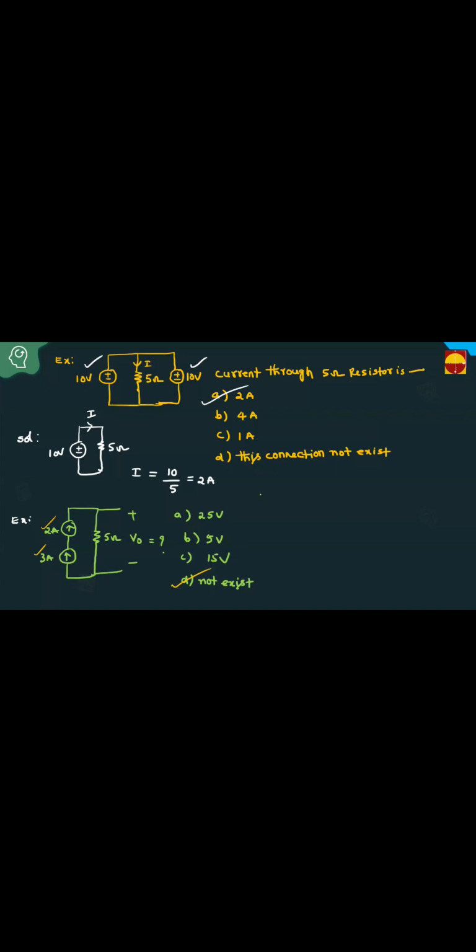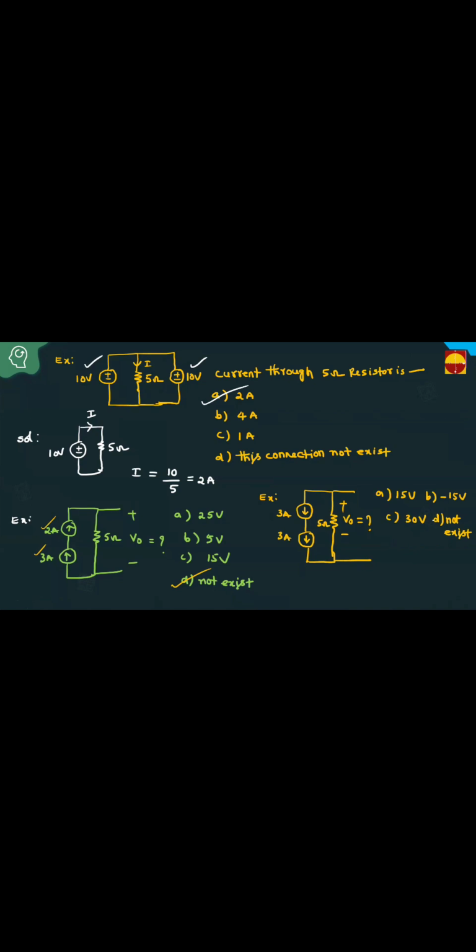For example, one more I am giving. This is 3 amperes, this also 3 amperes, and this resistance is connected here, with plus minus V0. Option A, this is a 5 ohm resistance, 15 volts. Option B, minus 15 volts. Option C, 30 volts. Option D, not exist. Can anybody answer? I'm expecting an answer from you.